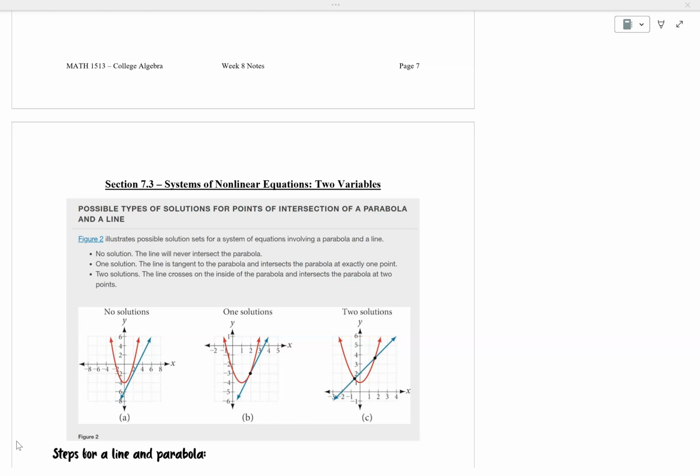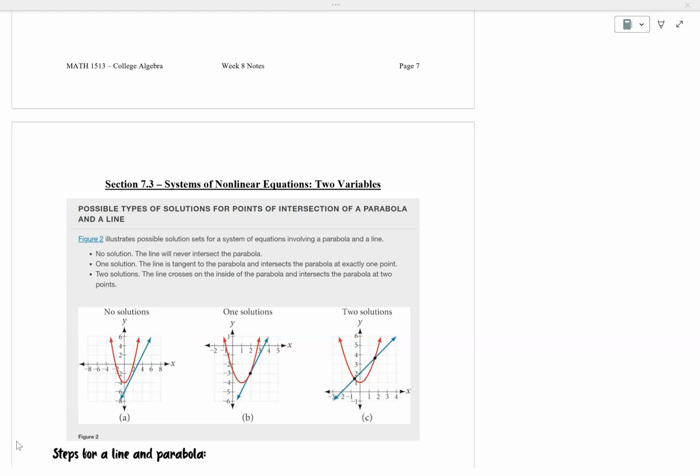So the type of equations we're going to do today is basically systems of nonlinear equations. So the first part of the lesson, I want us to just focus on a linear equation and a quadratic.